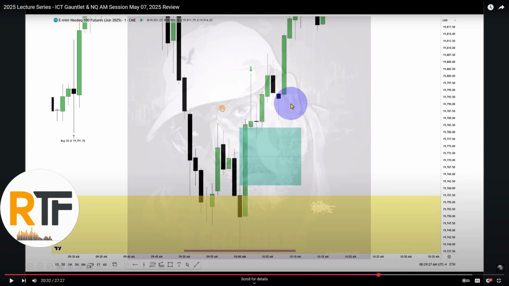Okay, so we got a new fair value gap, the ICT Gauntlet. But again, you don't really need all these entry mechanisms. The important thing is to understand liquidity. We took out sell side with this drop down, then we dropped down one more time at 10 o'clock, and then you can get in with a whole bunch of stuff. But choose just one, just to keep it simple and consistent.